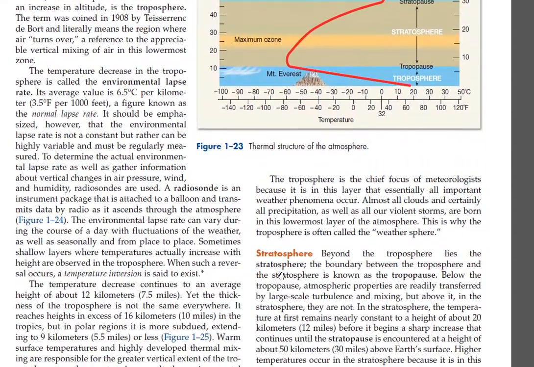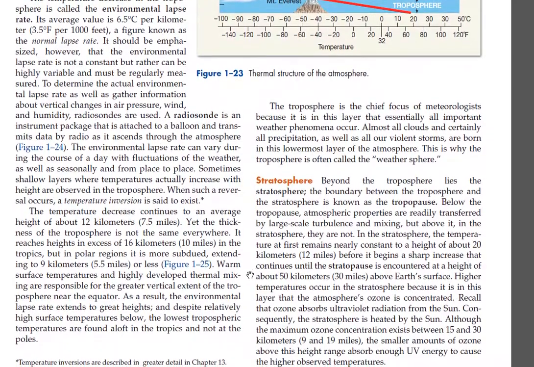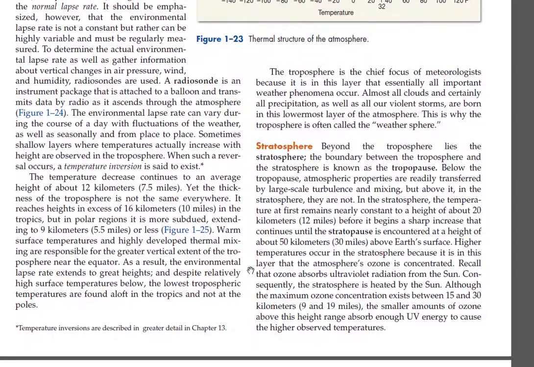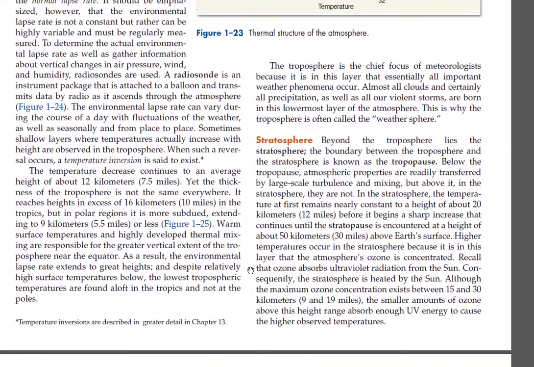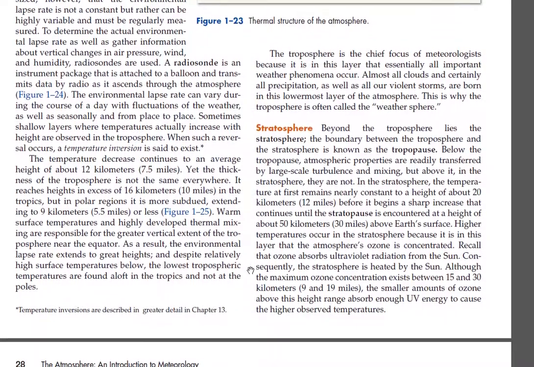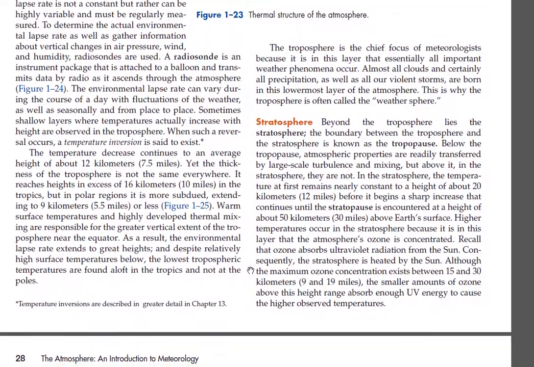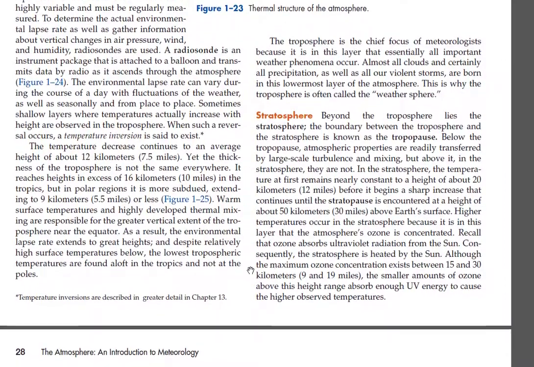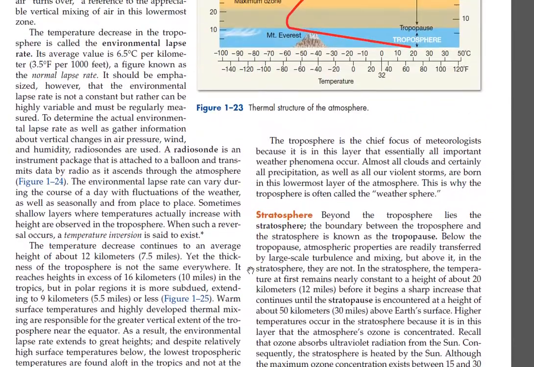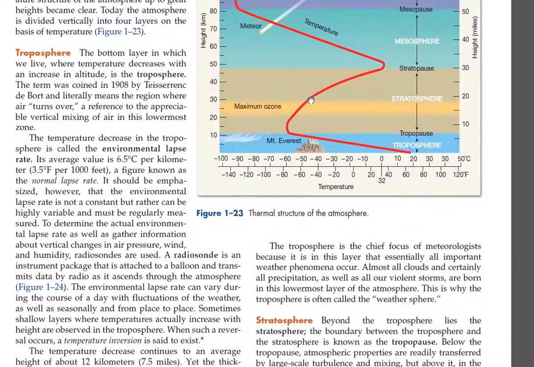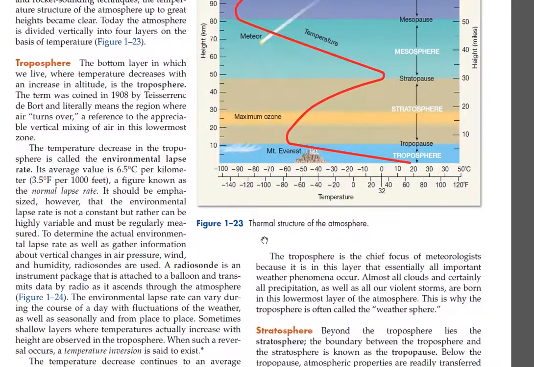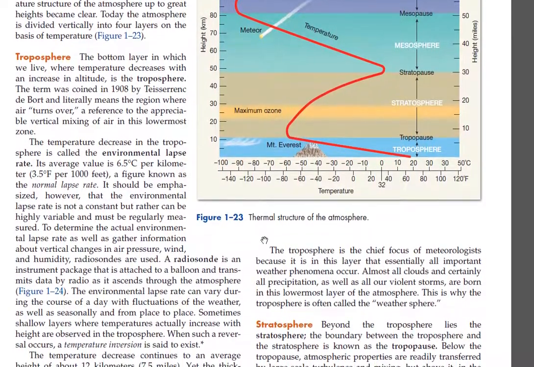Higher temperatures occur in the stratosphere because it is in this layer that the atmosphere's ozone is concentrated. Recall that ozone absorbs ultraviolet radiation from the sun. Consequently, the stratosphere is heated by the sun. Although the maximum ozone concentration exists between 15 and 30 kilometers, 9 and 19 miles, the smaller amounts of ozone above this height range absorb enough UV energy to cause the higher observed temperatures.